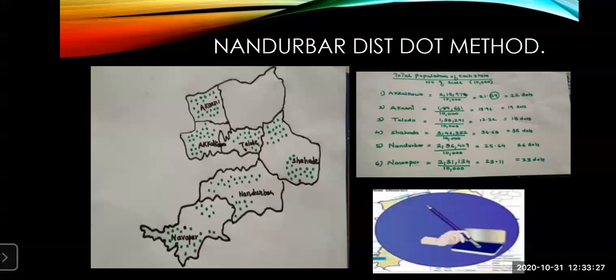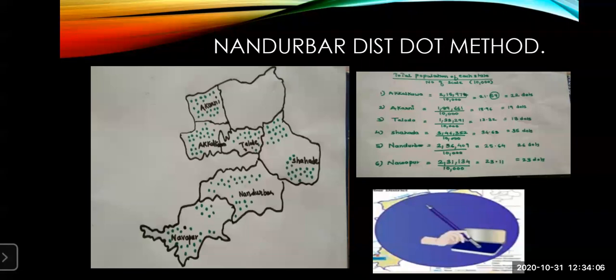And now I'm going to show you the next method, which is also a very easy method. Because we cannot show a 0.5 variable, we cannot put half a dot anywhere. So we have to round up the data wherever required. First, you can see over here in the table, the data is rounded up. Now, 2,15,974 of Akkalkuwa. The formula I told you is the total population of each place divided by the number of scale, that is 10,000.